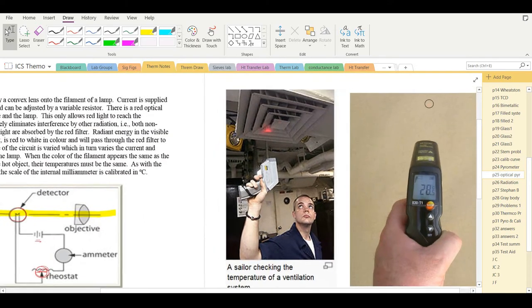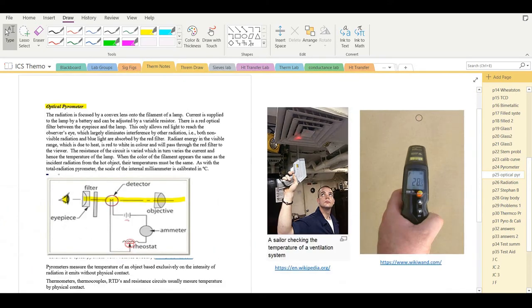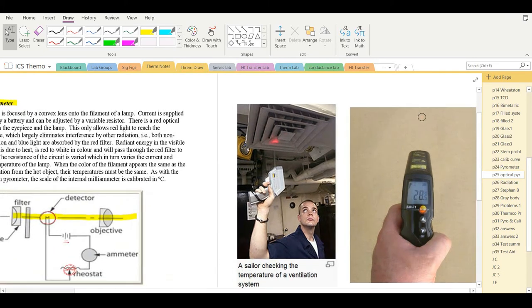Here's an image of a sailor measuring the temperature of a ventilation system with a pyrometer. These are just point and shoot. Here's a handheld image to the right that has a laser, and the laser is not related to measuring the temperature, it's simply telling the operator where he's pointing. You get a reading within about a second. They're quite handy.